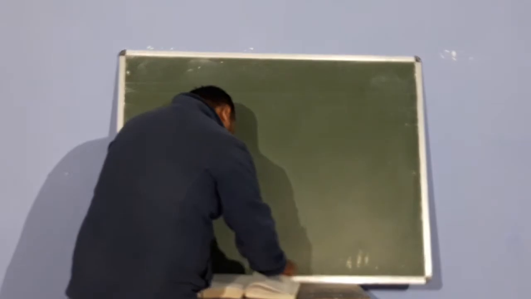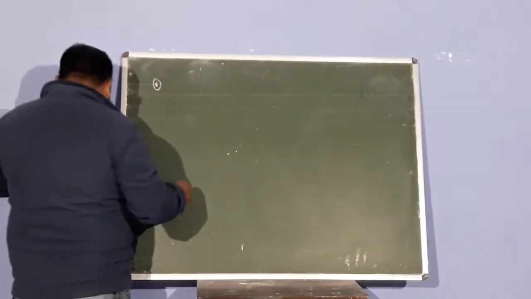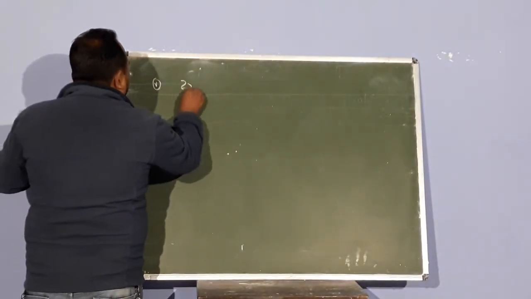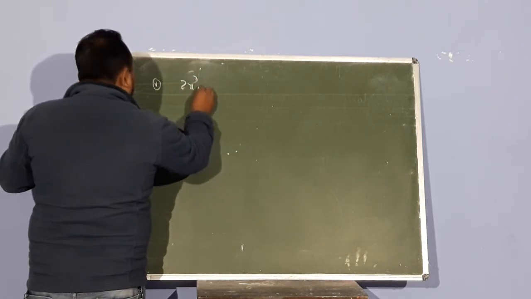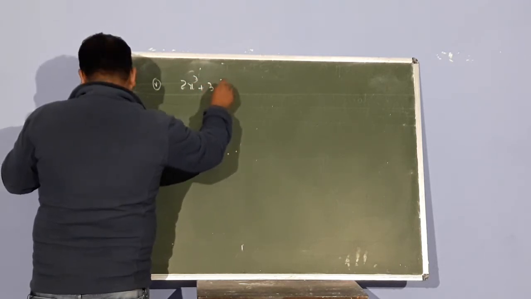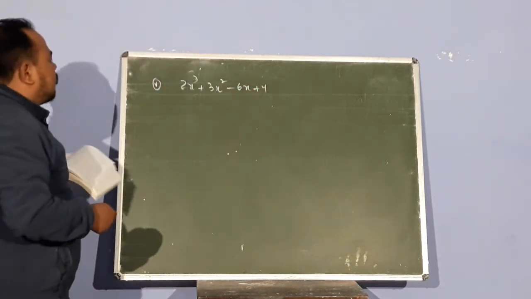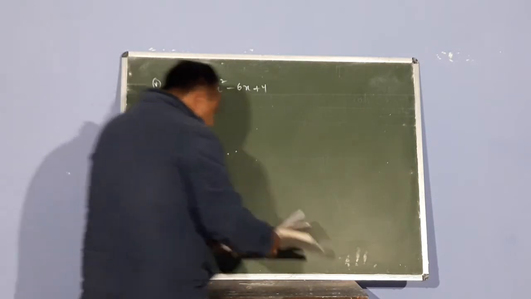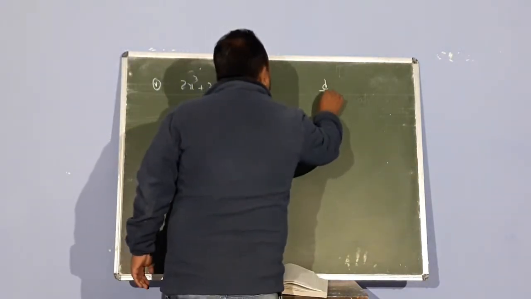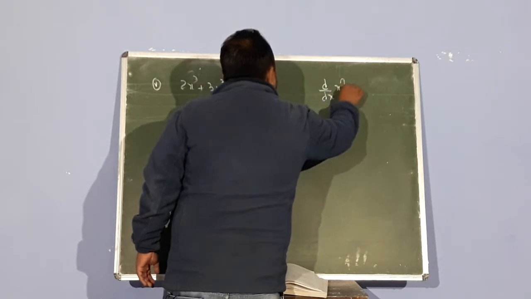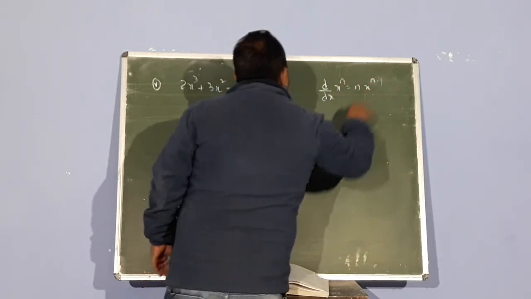Okay, so question number 1, subdivision 5. So the question is, differentiate this expression 2x cube plus 3x square minus 6x plus 4. So as you can see, all the variables are in terms of x. So we are going to use the first formula, that is d by dx of x to the power n is n dot x to the power n minus 1.